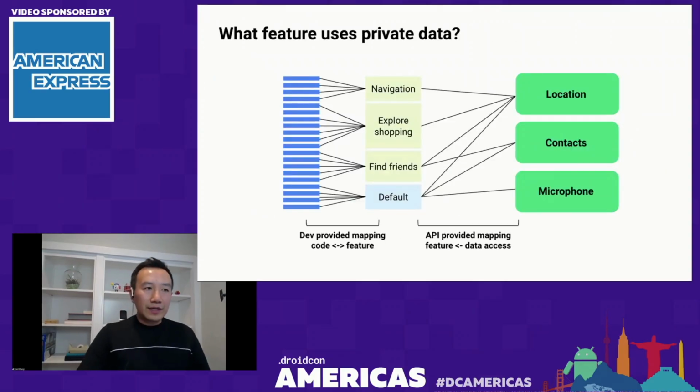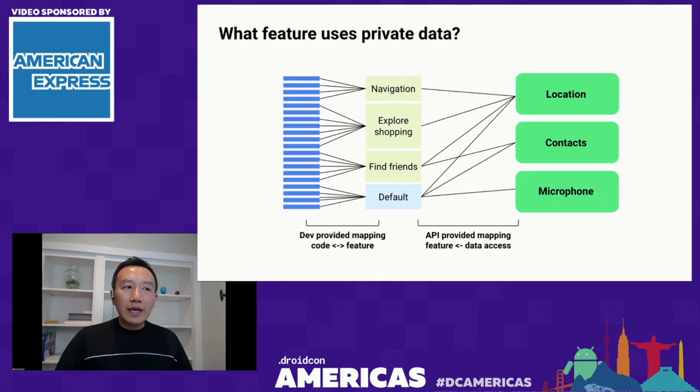Now, let's have a look at scenarios in a lot of complex applications. They often involve many different features or functionalities, as shown in the set of boxes in the middle, like navigation, explore, shopping, and so forth. In Android 11, we allow an app to attribute data access to a particular feature of the app. Basically, it provides some level of abstraction to help you better manage your callbacks. Each of the features uses a subset of private data. Let's say the find friends feature, as highlighted in green.